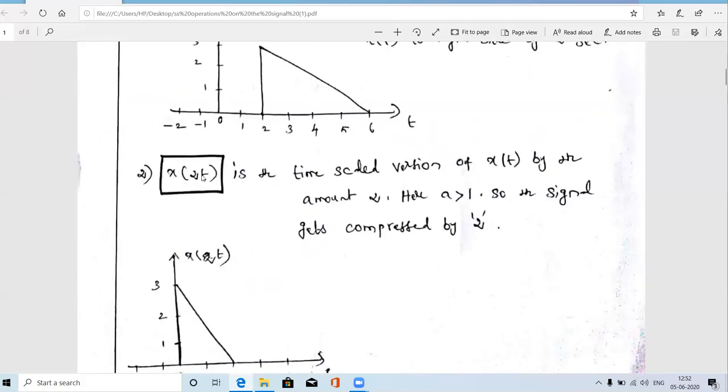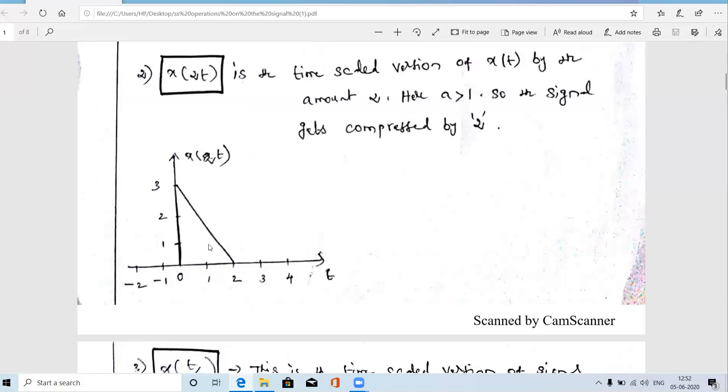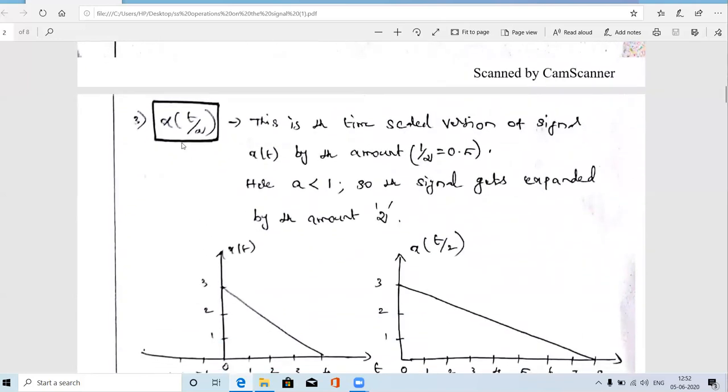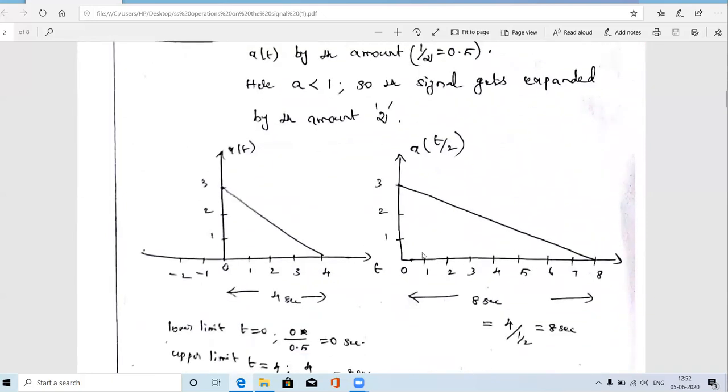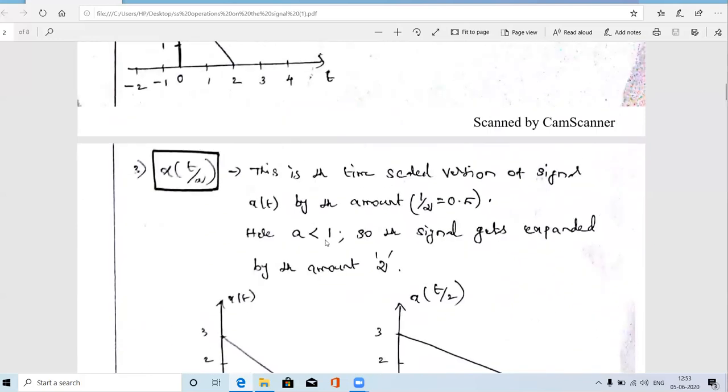X of 2t means whenever the A value is greater than 1, the signal gets compressed. The shape is compressed along the x-axis. If the A value is 1 by 2, then the signal gets expanded. The signal gets expanded. So these are the two time scaling operations.